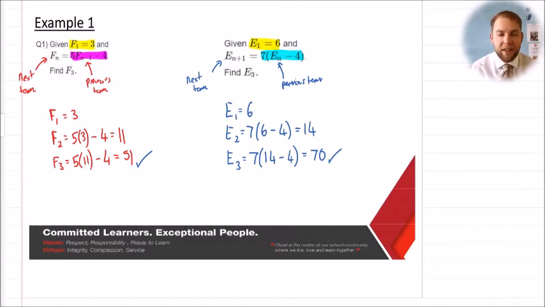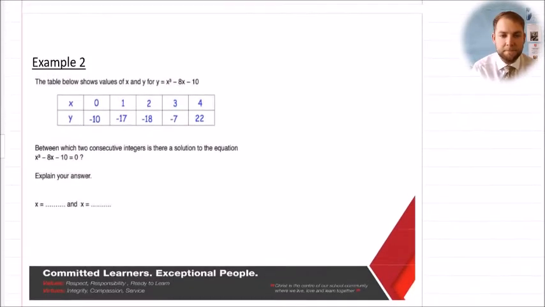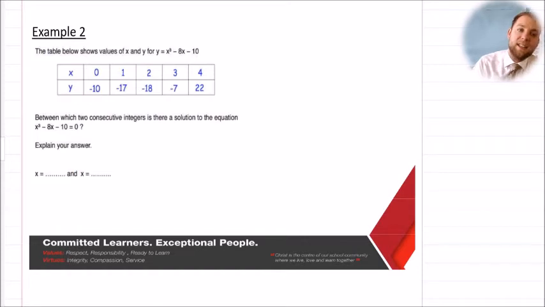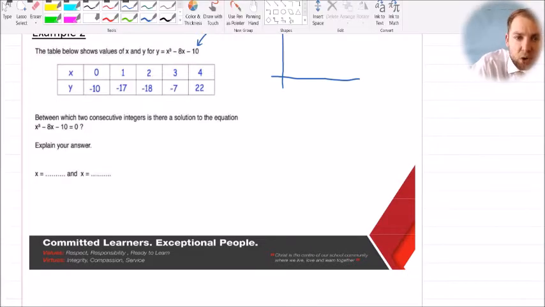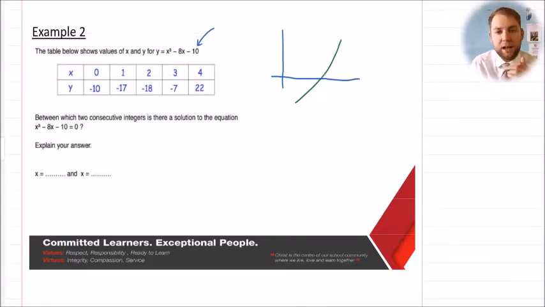So, let's have a look at the next one now. So, example 2 says the table below shows the values of x and y for y is equal to x squared minus 8x minus 10. Between which consecutive integers is there a solution to the equation? Now, I'm just going to show you a little graph here because this here is a graph, okay? And if I've got this here, my graph is going to look something like this. There's my graph. Now we know that a solution to this graph is always here, where it crosses my x-axis.